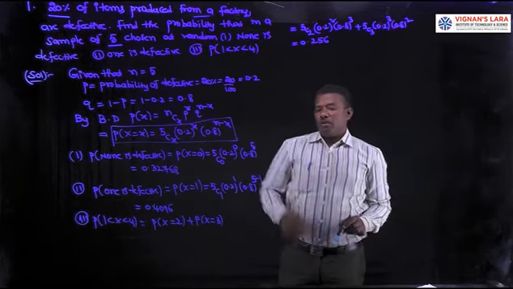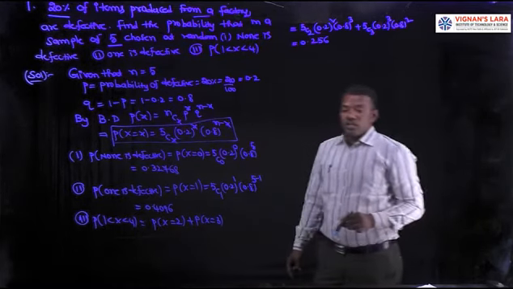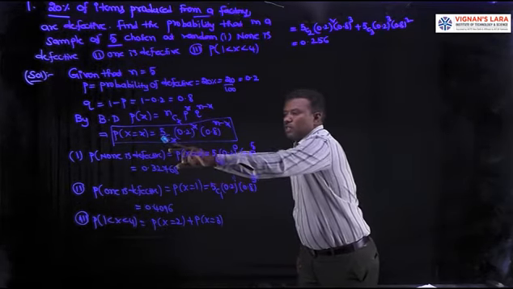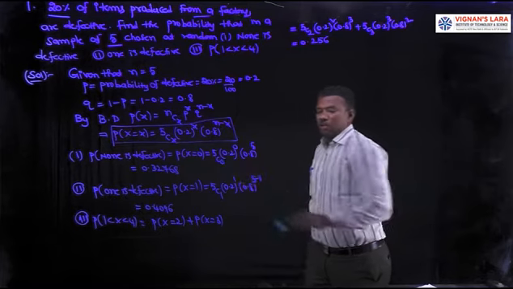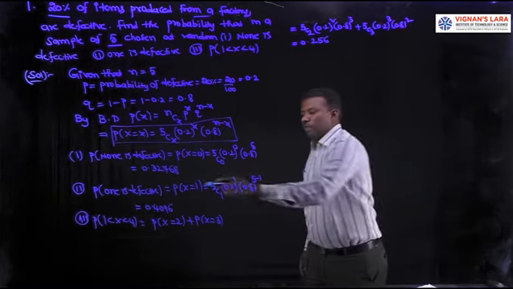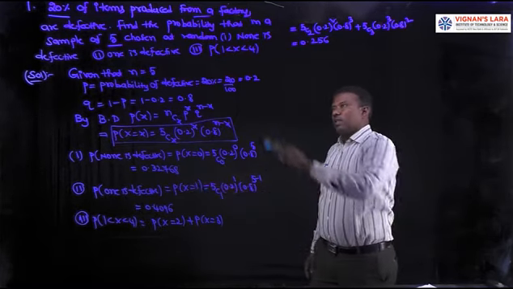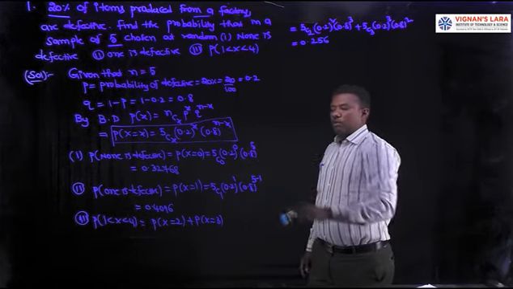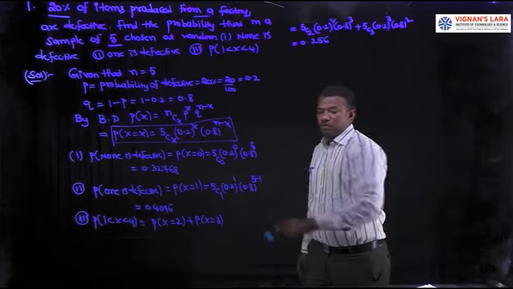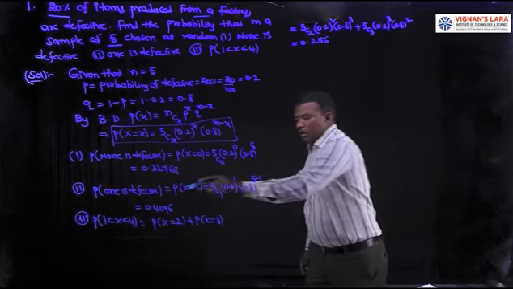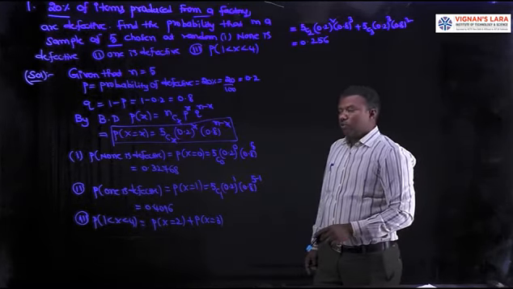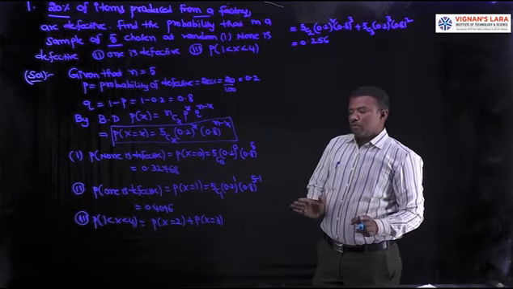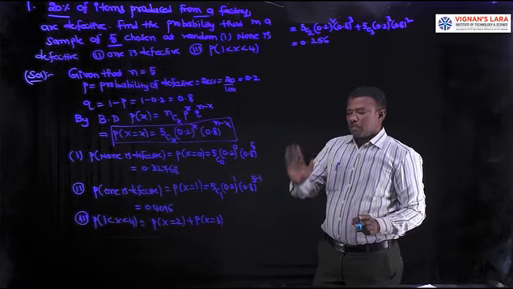Coming to the first problem, none is defective. None is defective means P of x equal to 0. In this result, replace x by 0. We get the value. Next, 1 is defective, P of x equal to 1. That is 5C1, 0.2 whole power 1, 0.8 whole power 4, 5 minus 1. That is 0.4096. And next, 1 less than x less than 4, in between 1 and 4, not including 1 and 4. That is x equal to 2 plus x equal to 3.